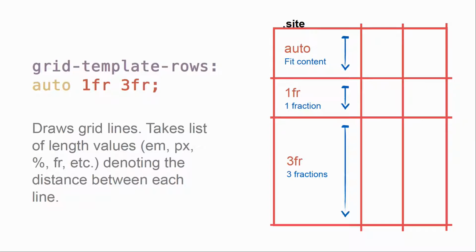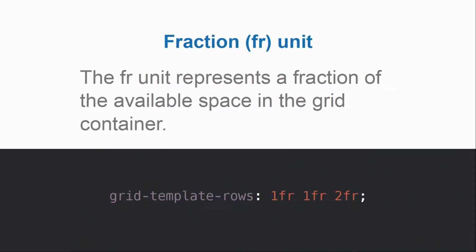So the first one is going to be set to auto, which is just going to fit the content that's in it. The second one is going to be 1fr, and the last one is going to be 3fr, which I think is what's coming next. We will talk about the fractional unit.